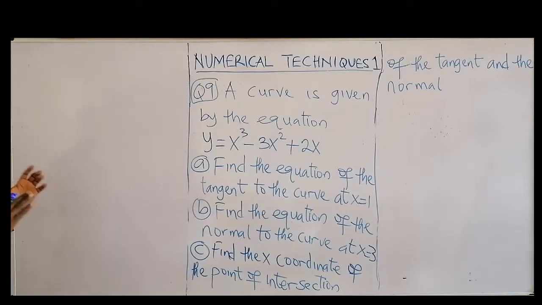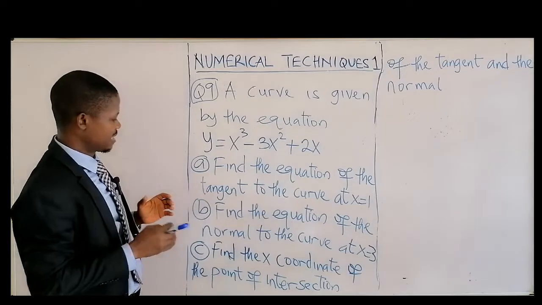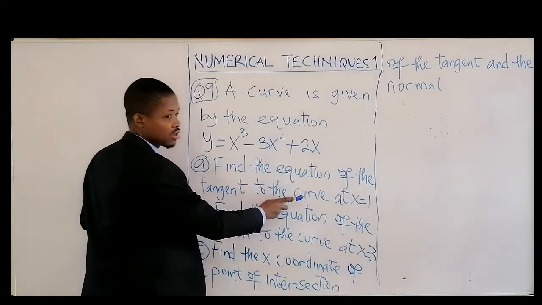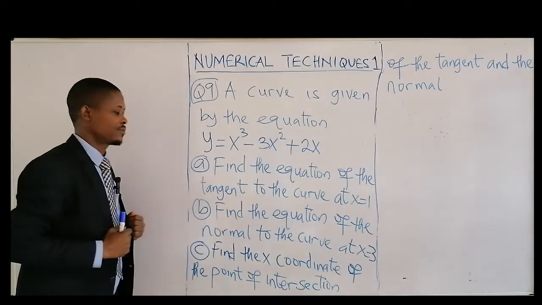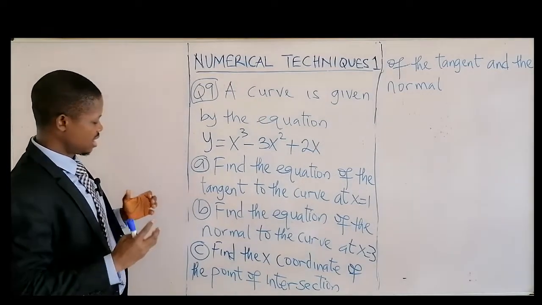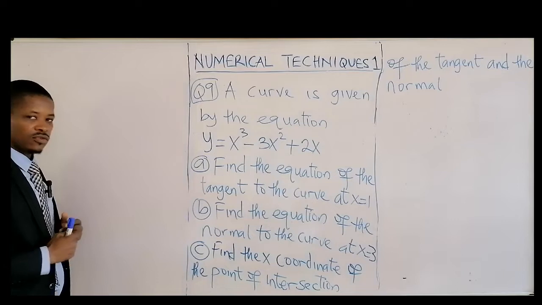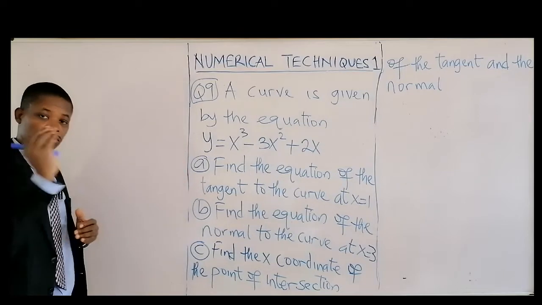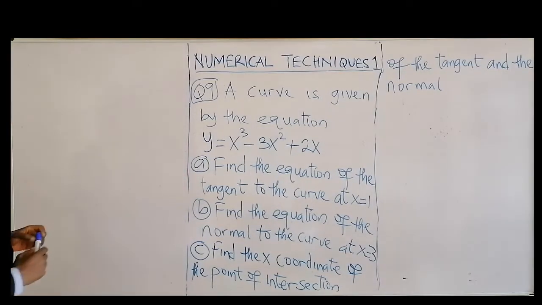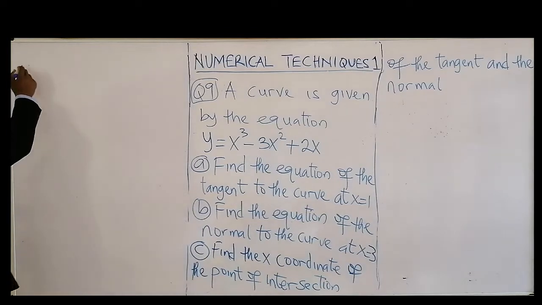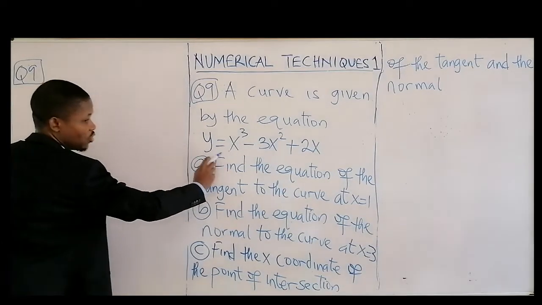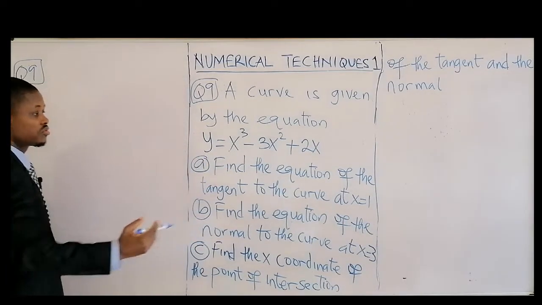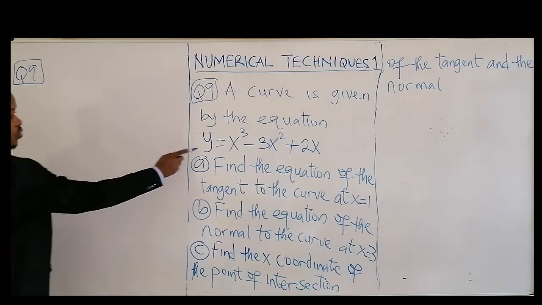One thing we have to know about a tangent line. A tangent line is parallel to the curve at a certain point, while the normal runs perpendicular to the curve. So what we do in this case for question 9, we need to get the gradient of this equation, and the only way we can do that is to use the derivative to get the dy/dx.